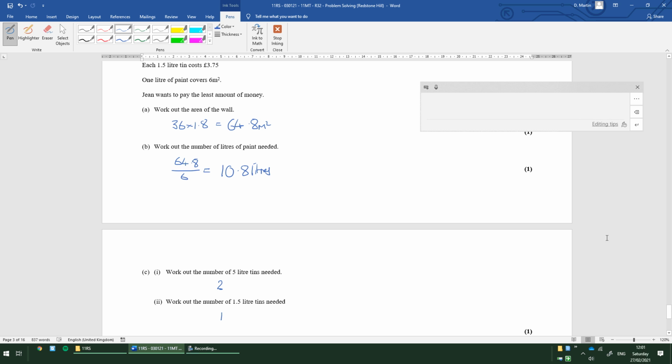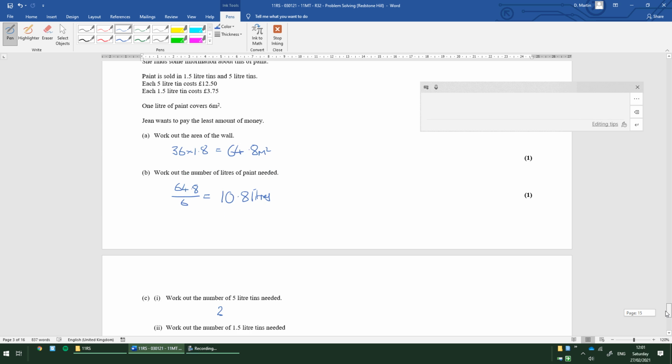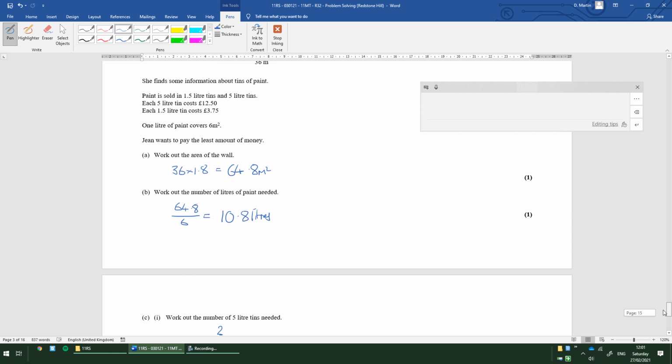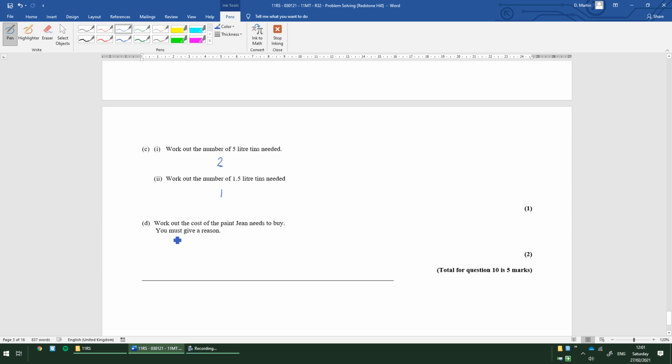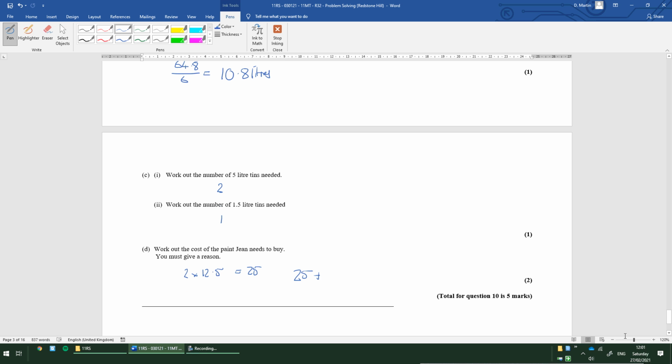Now the cost that they need to buy then, well, that's going to be 2 times £12.50, which is 25, and then we need to add on that single 1.5 litre tin, which is going to be £3.75. Gives us a total cost there of £28.75. And the working gives us our reason.